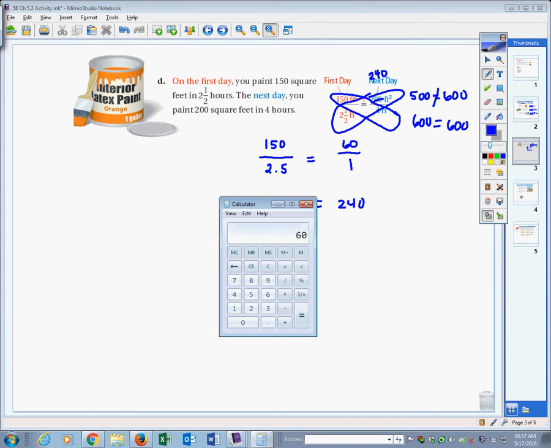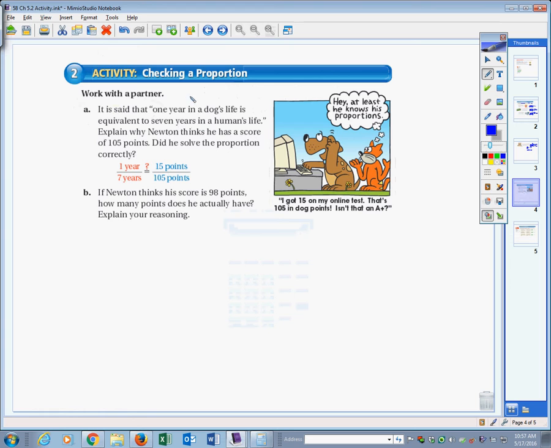All right, let's look at our next activity, activity 2. So here we have 1 year in a dog's life, okay? It is said that 1 year in a dog's life is equivalent to 7 years in human life. Explain why Newton thinks he has a score of 105 points. So the logic is that the dog took this test and he got 15 on his test. So we're looking at equivalent fractions. We say that 1 year is equal to 7 years in a dog's life. So Newton says 15 points on his test is equal to 105 points on his test.